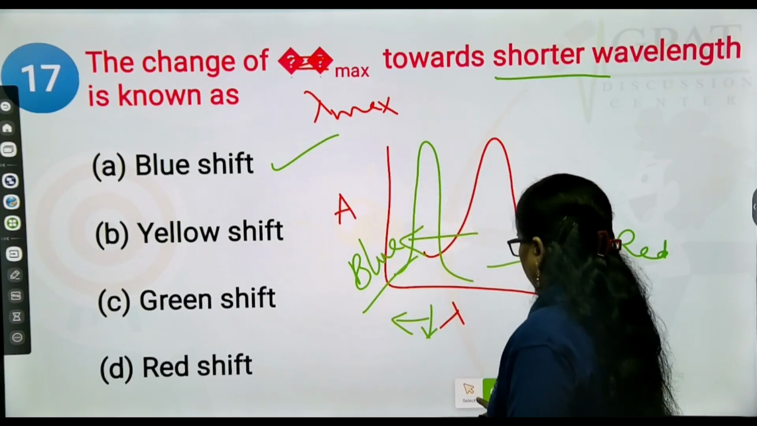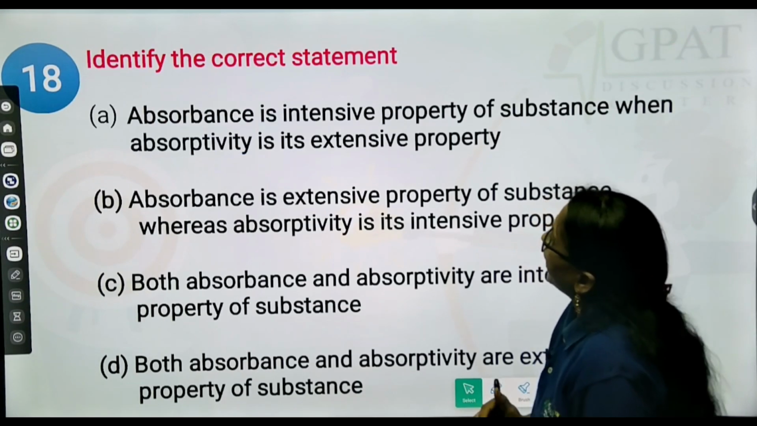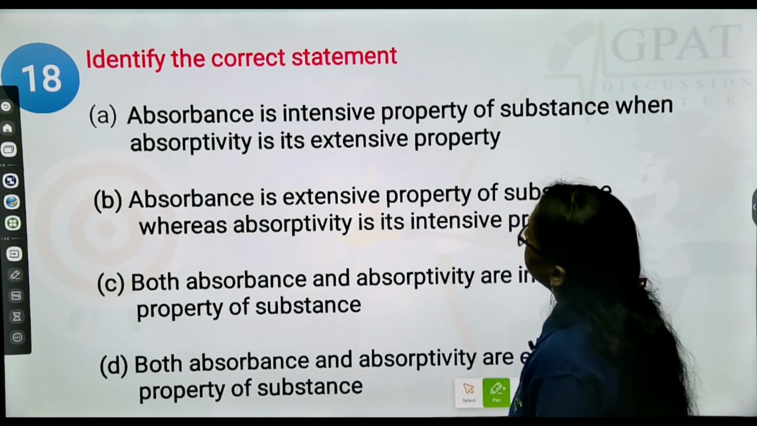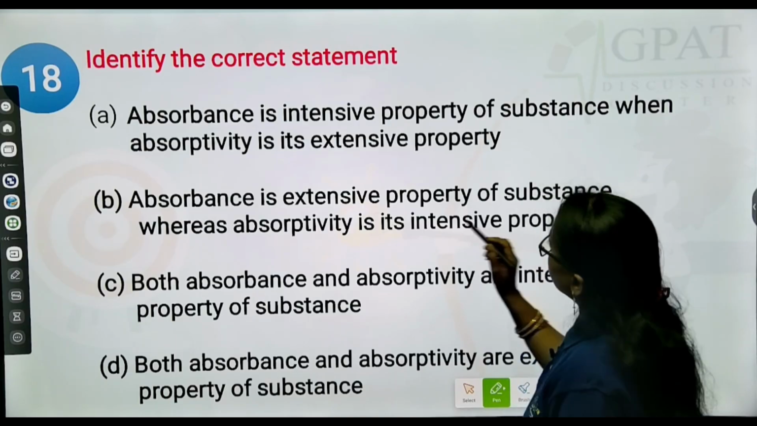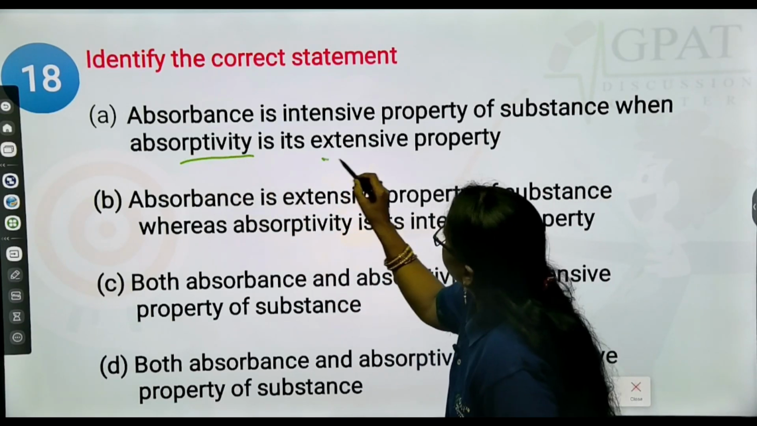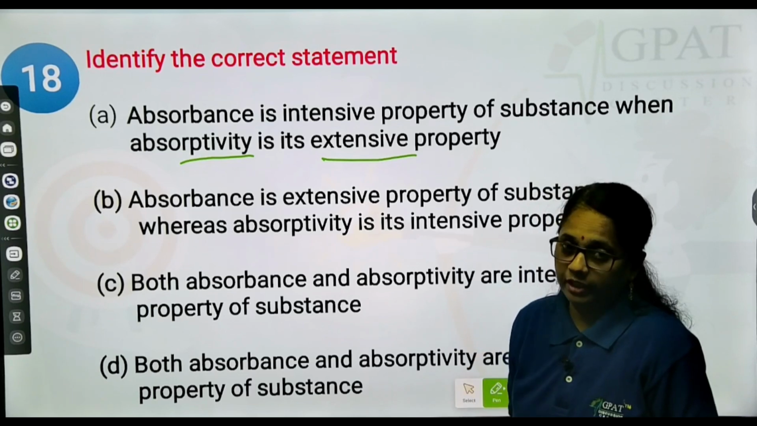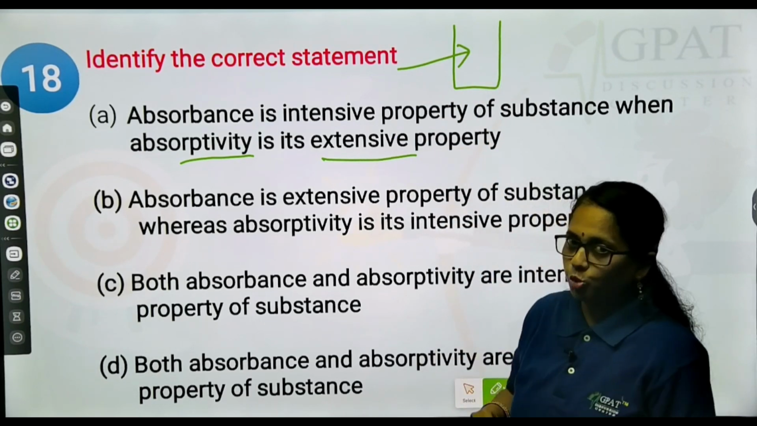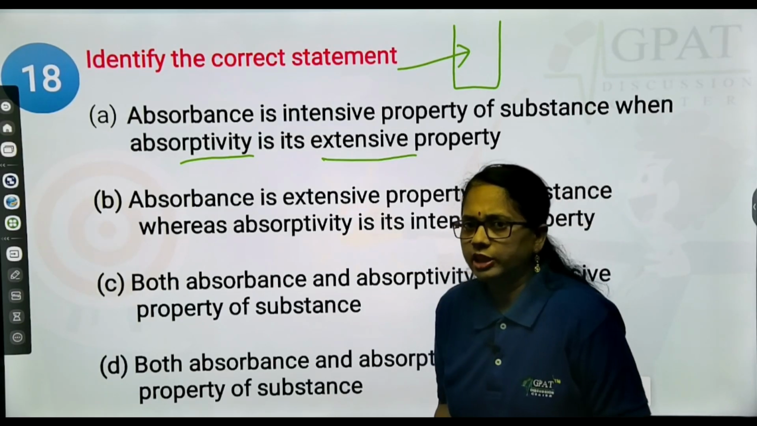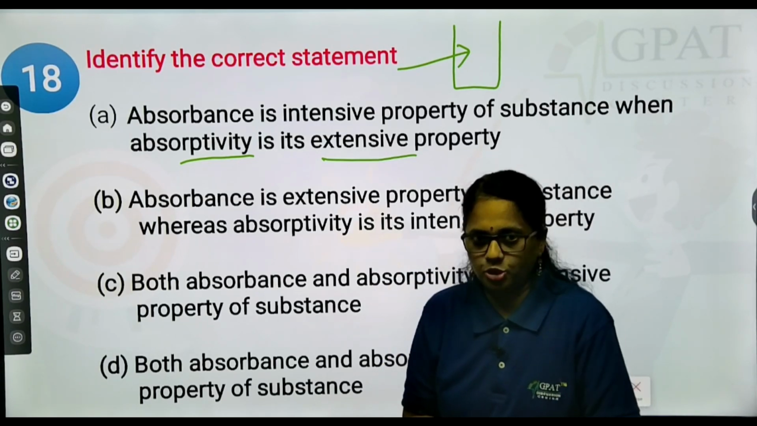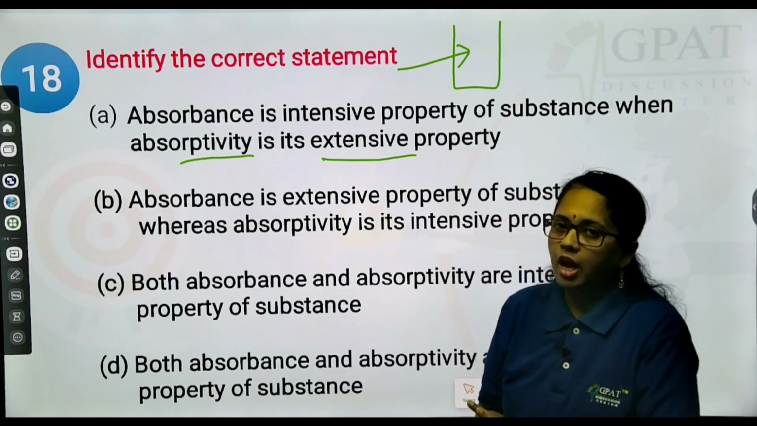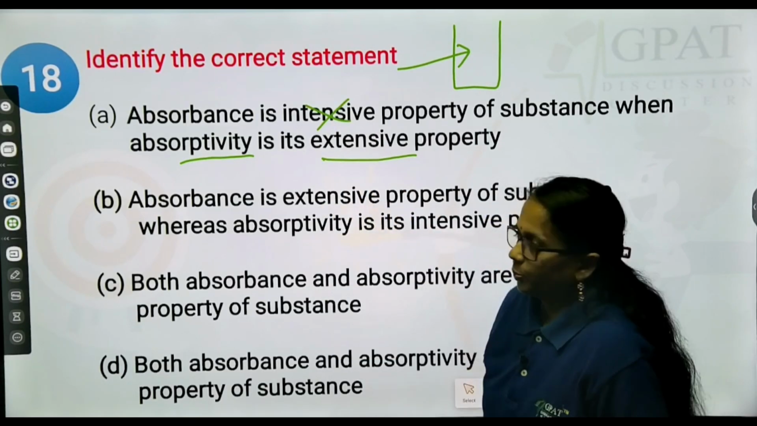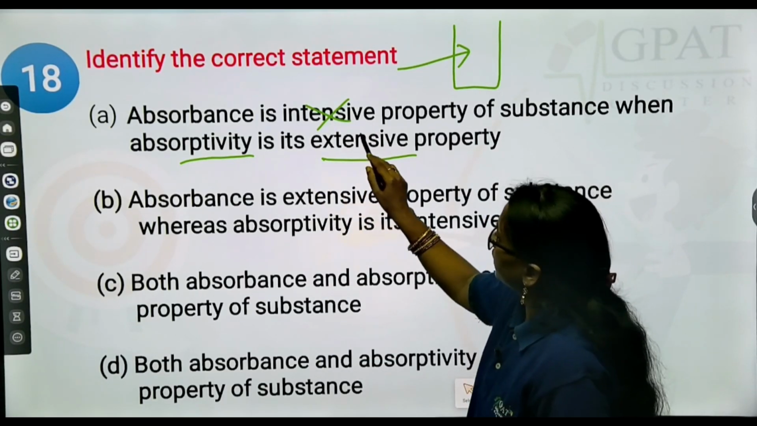Okay. Next, the 18th question: identify the correct statement. Okay, which statement is correct? Let us see. The absorbance is an intensive property of the substance, while absorptivity is extensive. Molar absorptivity. Actually, whenever we give light to any homogeneous solution as energy, only then is it going to take up that energy. Okay, only then is absorbance going to be observed. So absorbance is not an intensive property, and absorptivity is not an extensive property.